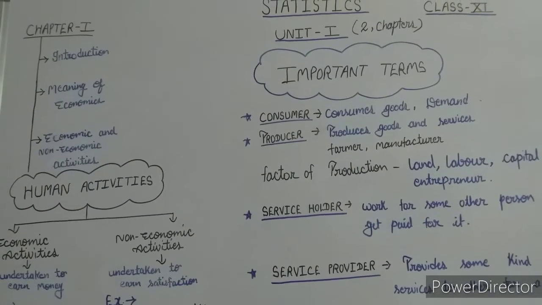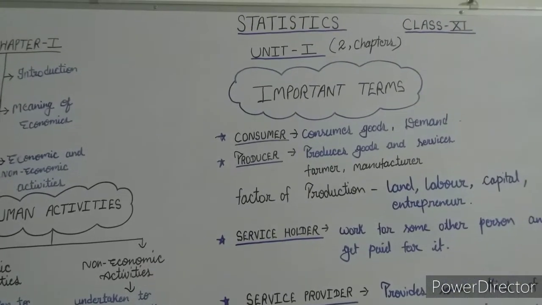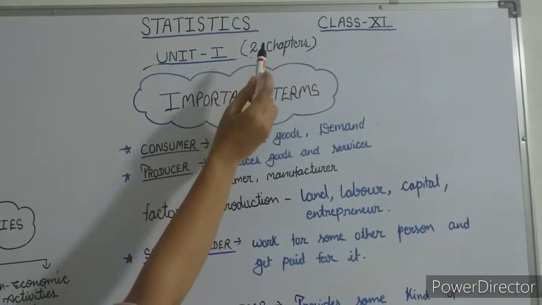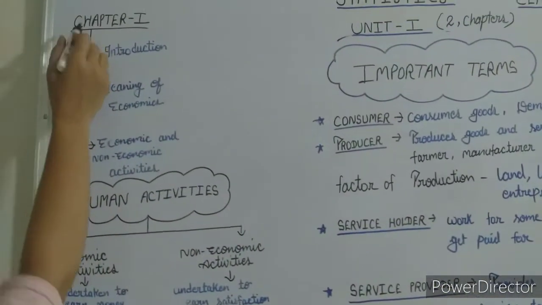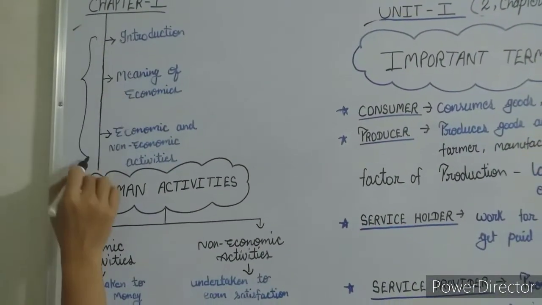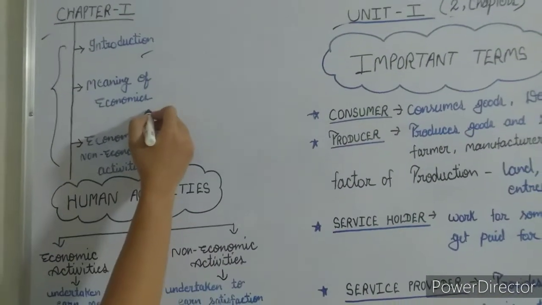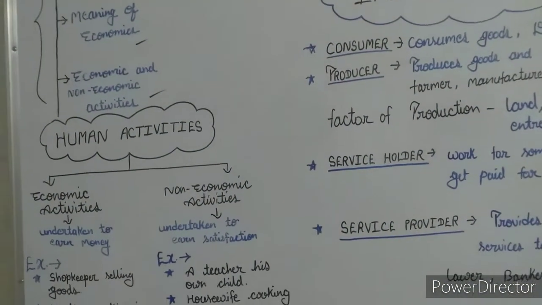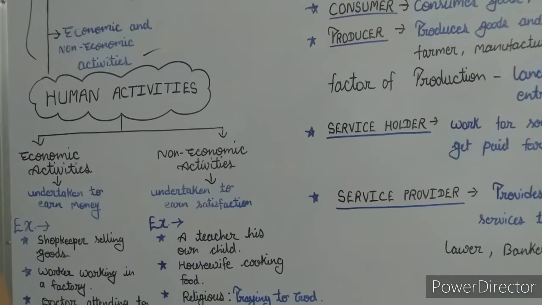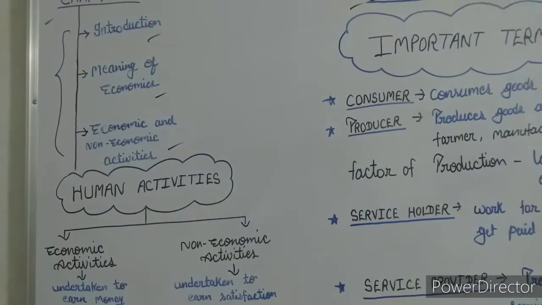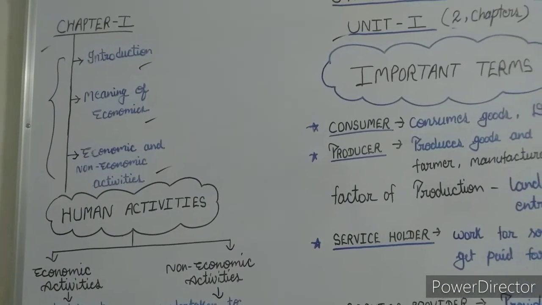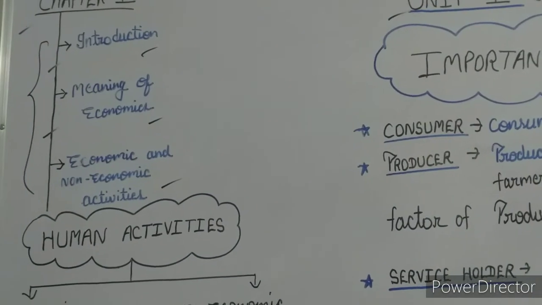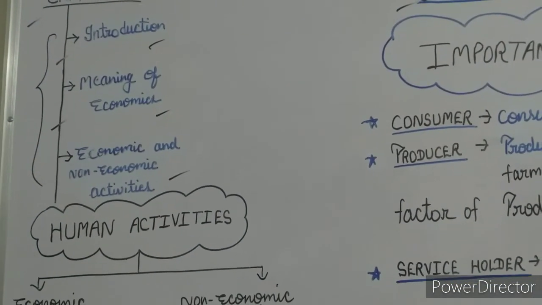Today we are going to start statics of class 11 unit first, which consists two chapters. Today we will see chapter 1. There are mainly three topics in chapter 1. First one is introduction, second is meaning of economics, and third one is economic and non-economic activities. You have to watch our very first video of microeconomics for introduction and meaning of economics. So watch that video for these two topics.